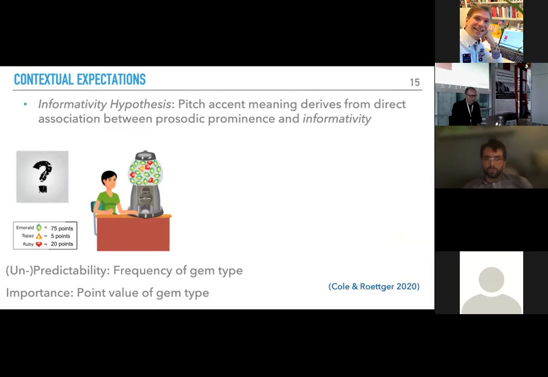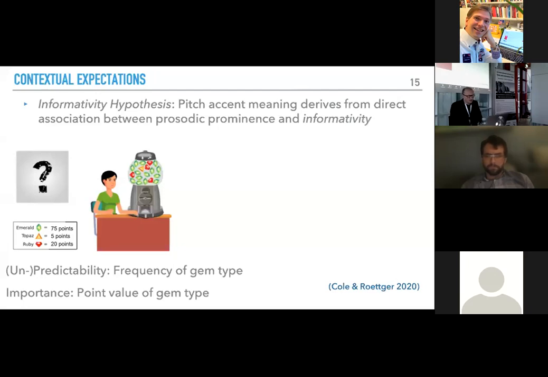And in their study, participants received 3 types of gems from a gumball machine, which either varied in frequency, which they relate to unpredictability. So here, for example, in the picture, the yellow topaz is least predictable because it's least frequent. And the other type is the point value, which they relate to importance. So they get a different number of points for each gem.